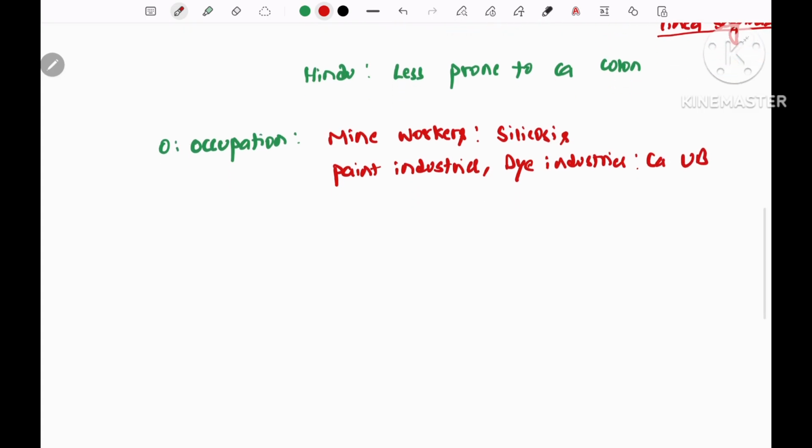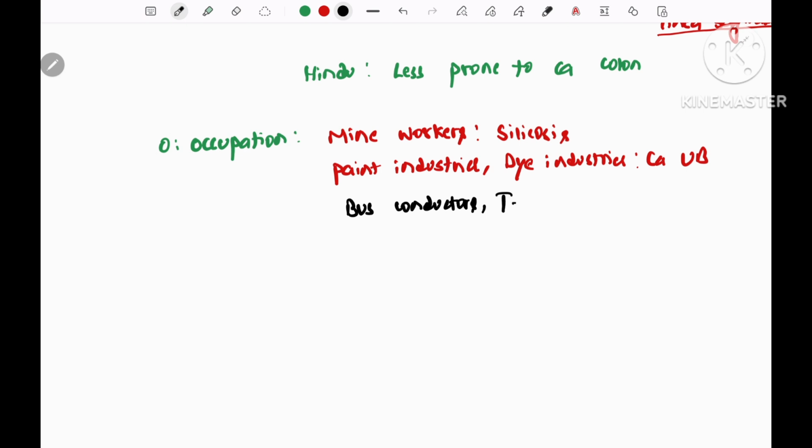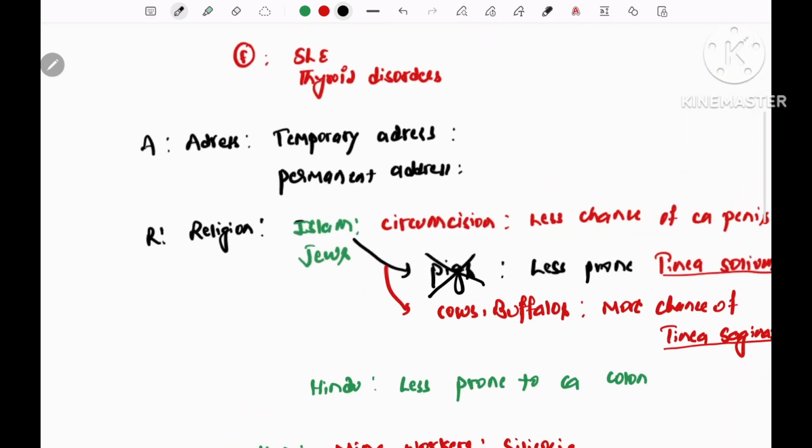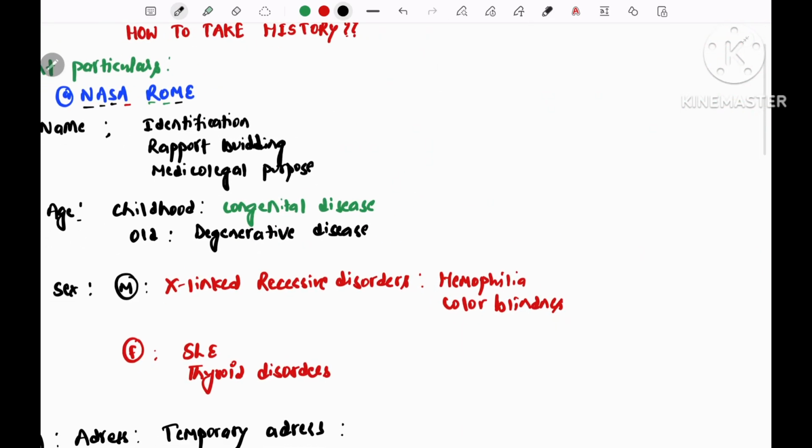Okay, and talking about surgery, patients who stand for a prolonged duration, like bus conductors, teachers, and surgeons, are more prone to varicose veins.